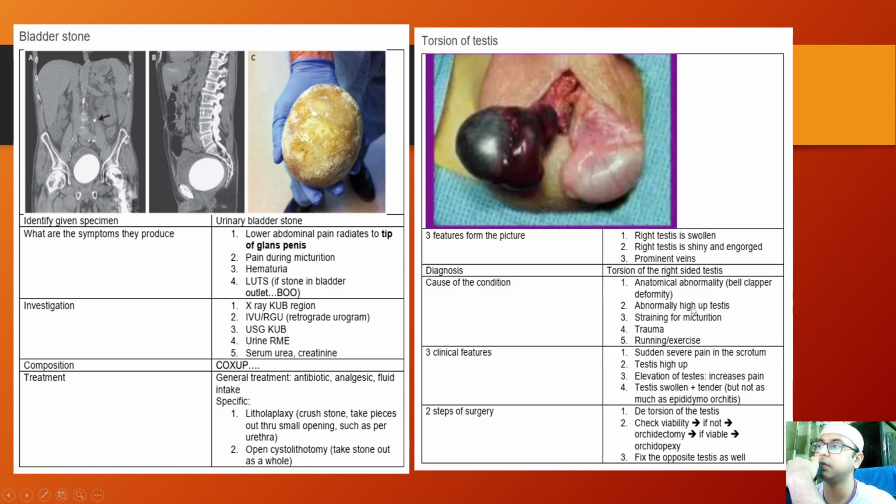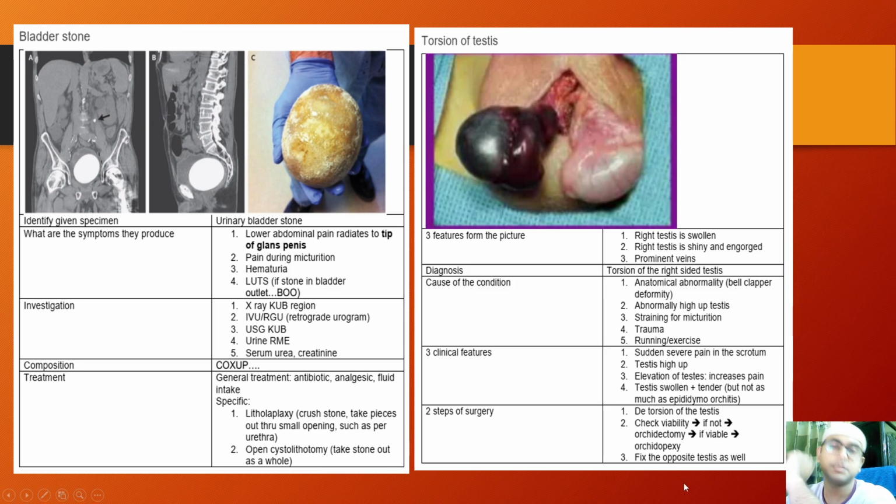Straining in micturition can cause it, and an abnormality in the high-up testis, yes, it can happen. Clinical features: sudden severe pain and vomiting, testis high up, and increased pain, the testis becomes swollen and tender. Sometimes patients vomit due to the pain, and sometimes the patient is very violent and cannot let it be touched, and if you elevate it, the pain is more severe. But in case of epididymo-orchitis, if you elevate the testis, the pain is reduced.